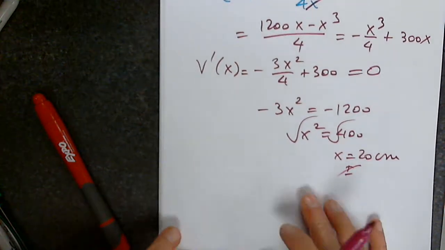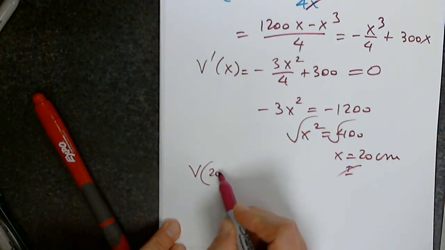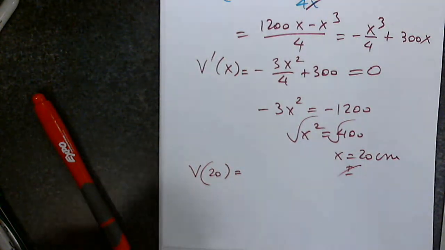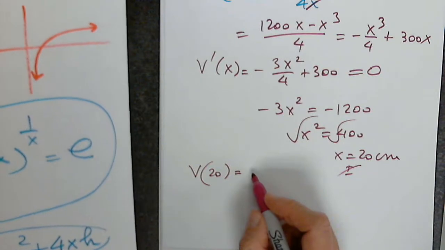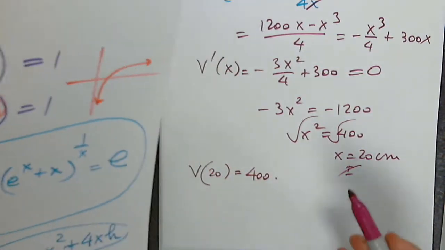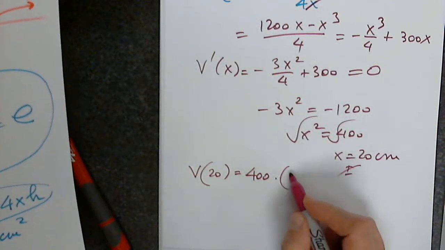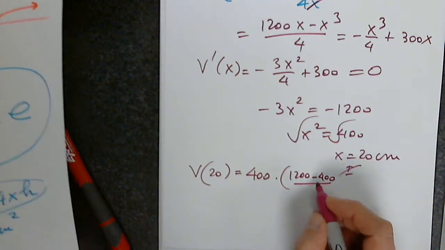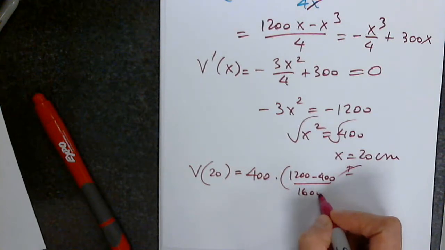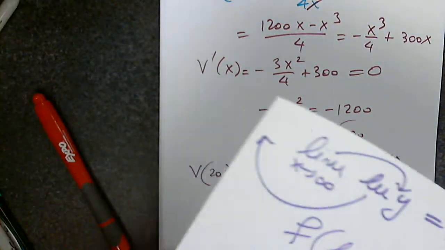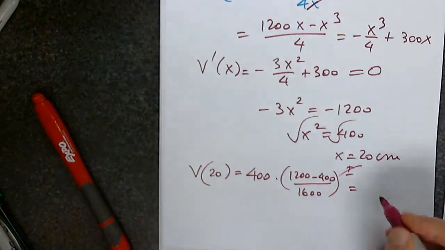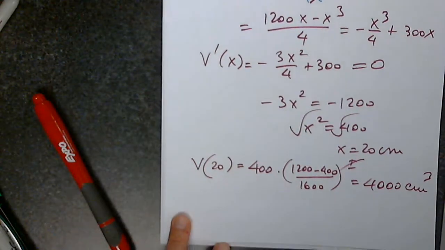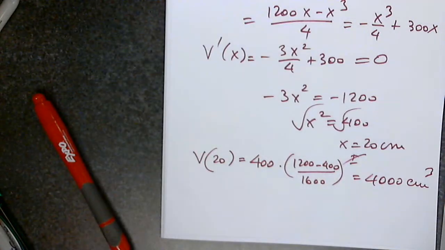So now I have to find the volume at 20. And where is my volume? It's x squared, which is 400, multiplied by h, which is 1200 minus 400 over 4 times 20, which is 1600. And let me look and see how much I got here. 4,000 cubic centimeters.